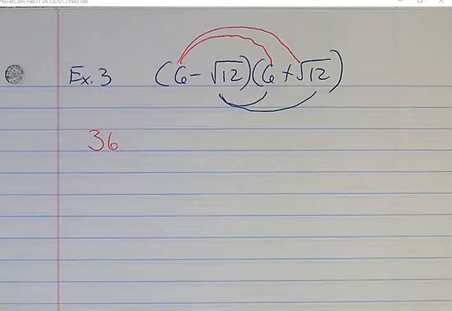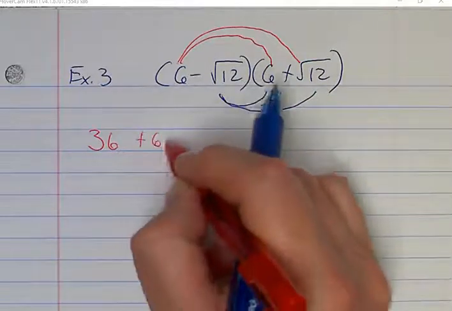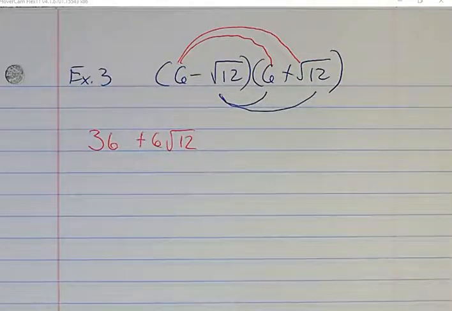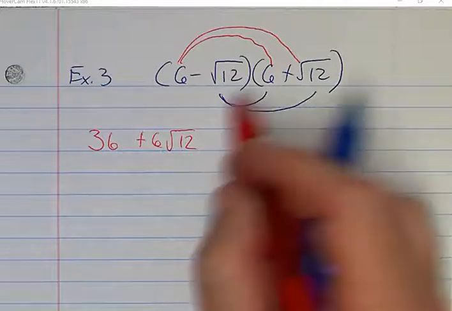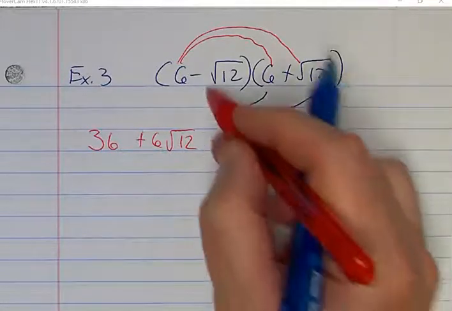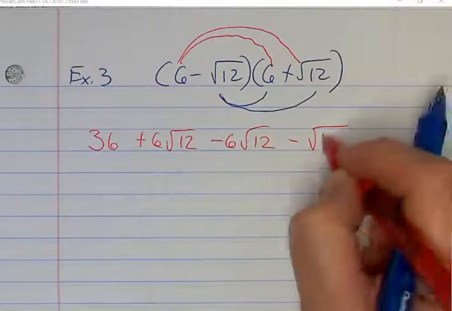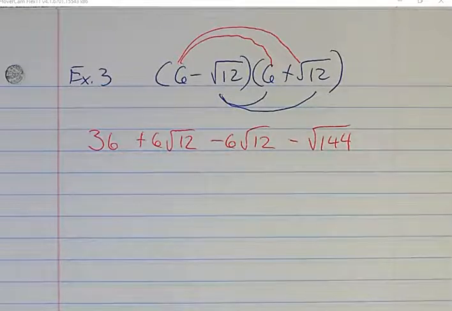Alright, 6 times 6 is 36. 6 times square root of 12 is just 6 square root of 12. Negative square root of 12 times 6 is going to be negative 6 square root of 12. And then negative square root of 12 times positive square root of 12, that's a negative 12 times 12 is 144.